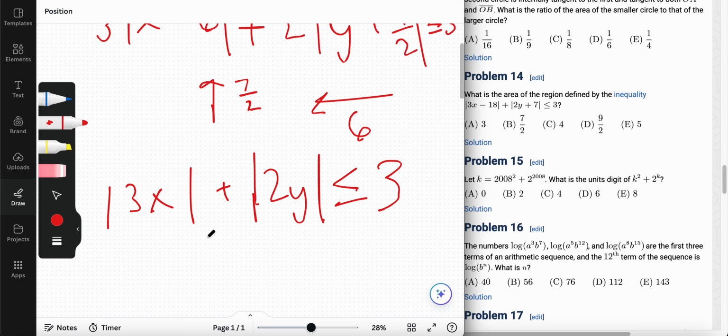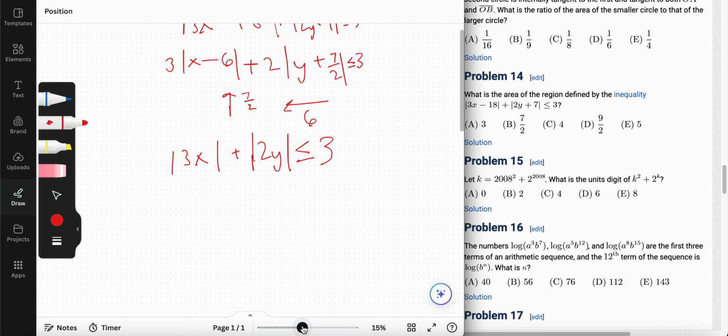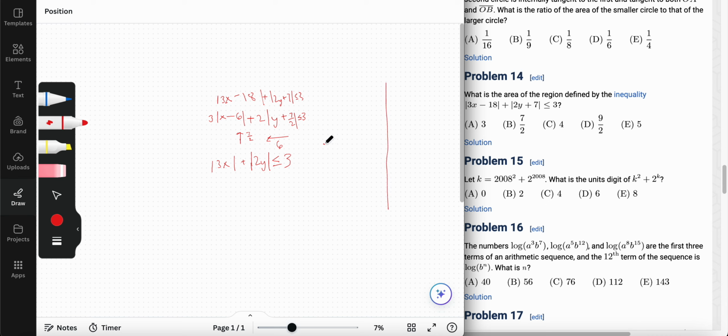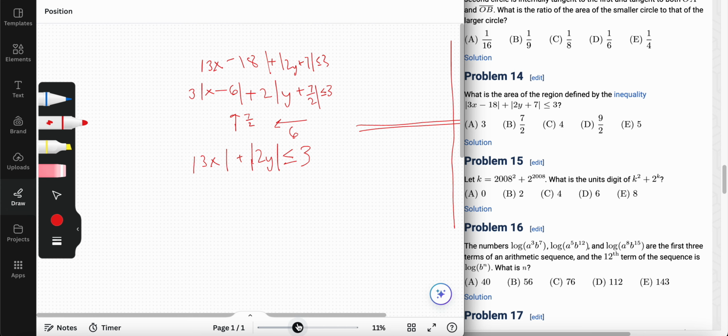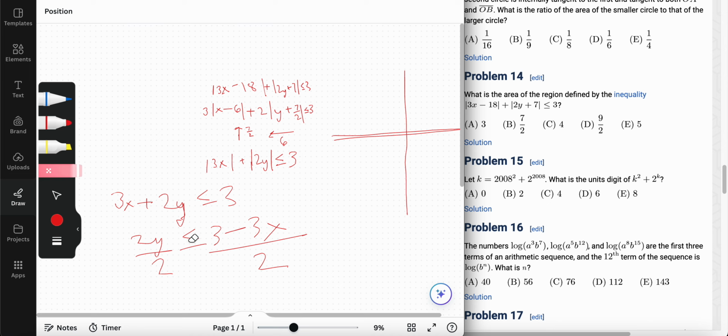After these shifts, we need to plot this now. Now that it's centered, we can plot this. We can start with the generic one with both of them being positive, and that would just be 2y less than or equal to 3 minus 3x. Divide both sides by 2. I'm just going to negate this inequality, and I'll just make it equal, just to make it a little simpler.